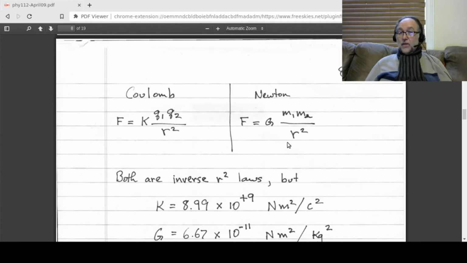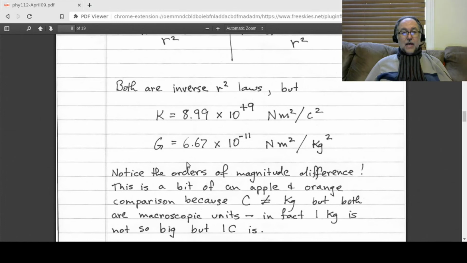And we actually saw that with intensity with sound. A lot of things follow this inverse R squared law. And they both have a constant, but of course the constants are different because we're trying to match different units here. This is G, and if you remember from last semester, that's the universal gravitational constant, and this is K, which is Coulomb's constant. You can actually compare the sizes of the two, and you can see that Coulomb's constant is 8.99 times 10 to the plus 9 newton meter squared per coulomb squared, whereas Newton's universal gravitational constant is 6.67 times 10 to the minus 11 newton meter squared per kilogram squared.